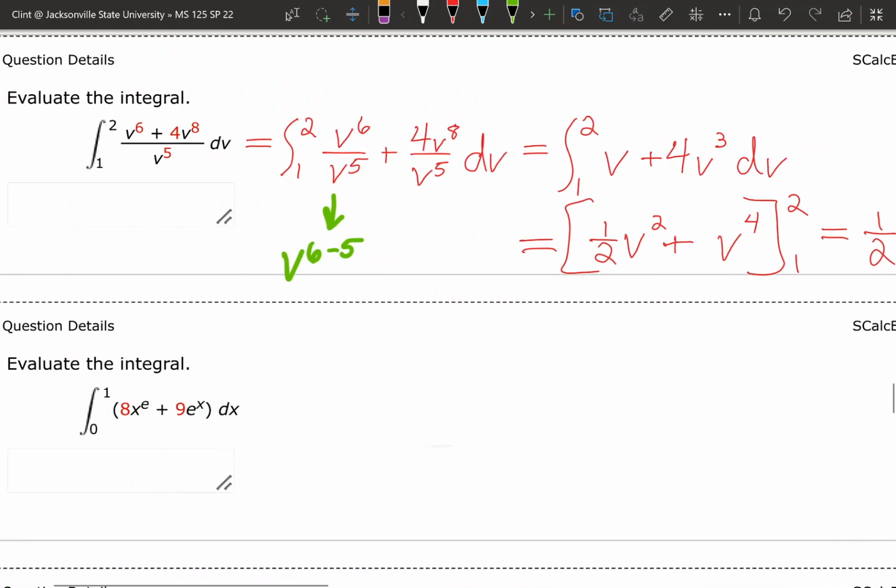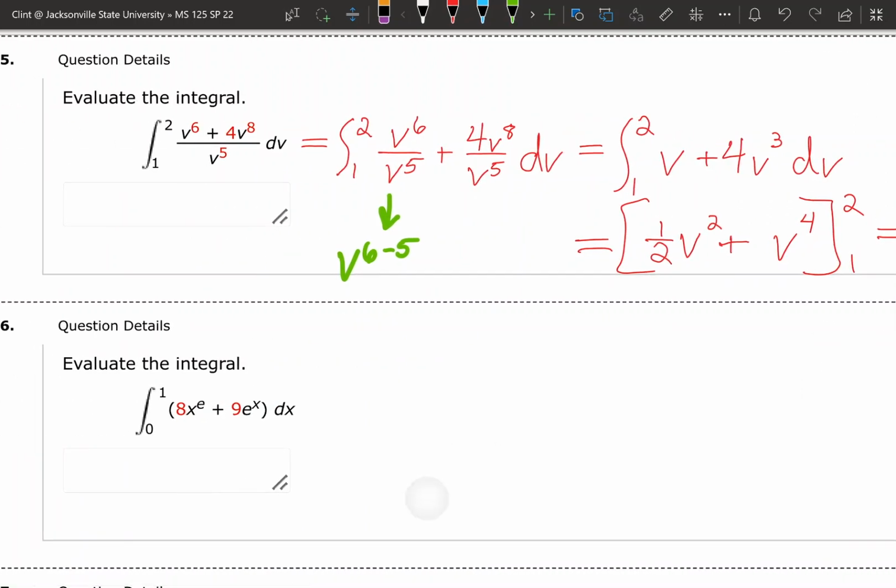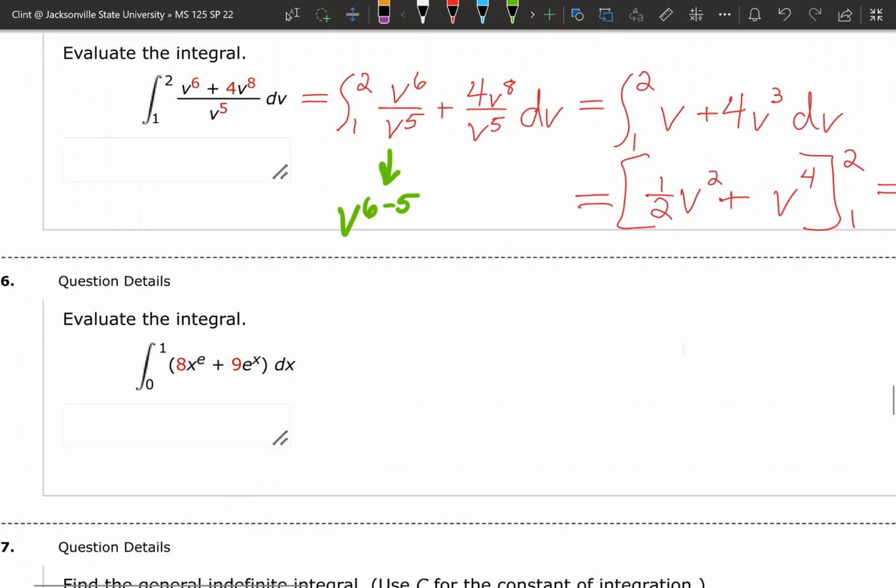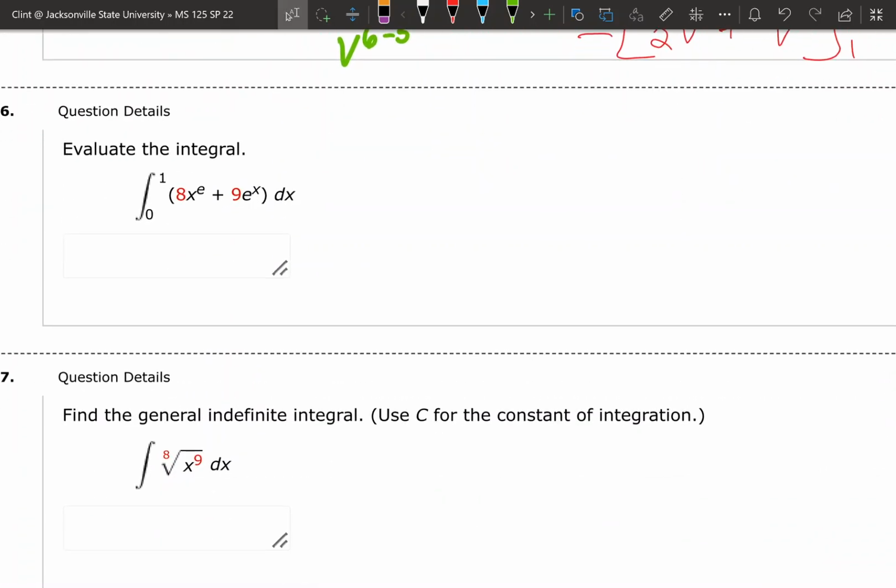So let's see. Number 6 here. Screen will scroll. There we go. This one looks worse than it is. Okay. So we've got 8x to the e power plus 9e to the x power. We want the integral from 0 to 1. It's not that bad. We just stick to the rules and don't panic.